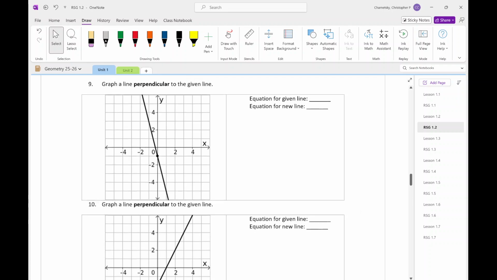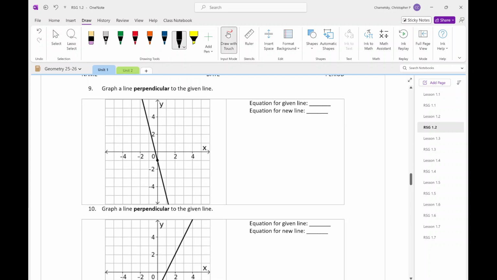Some more perpendicular lines. So the original equation, here's our y-intercept at negative 1. The slope looks like it's going down 4 over 1. So negative 4 over 1, or negative 4. So the equation of my given line is y equals negative 4x minus 1.